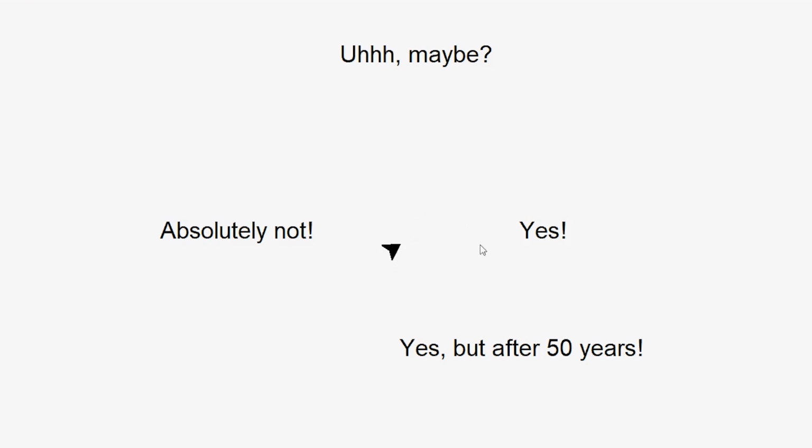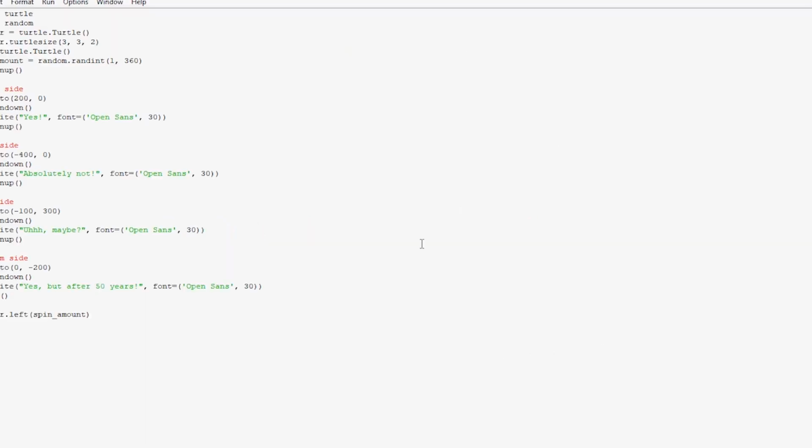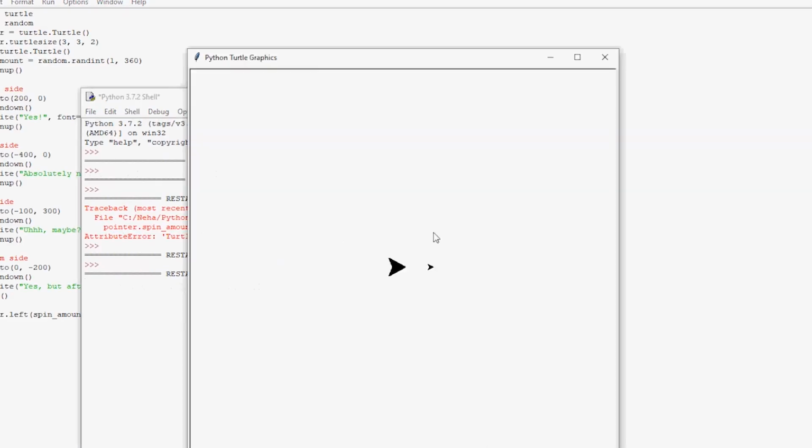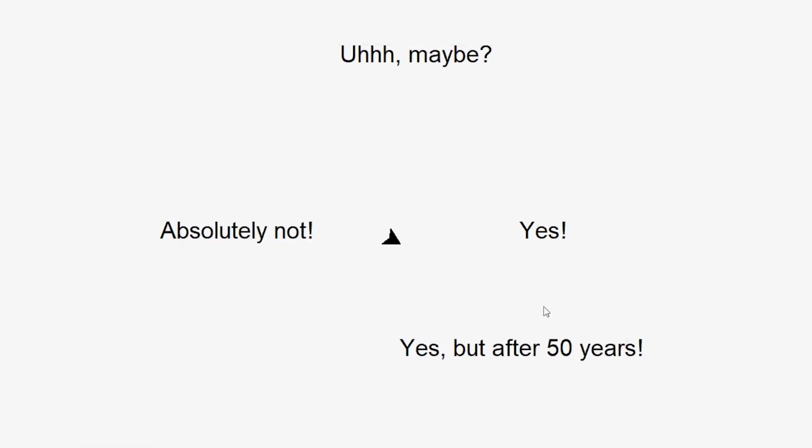How about I ask it this question? Yeah, I really want a puppy, so I'm going to ask, am I going to get a dog this summer? So let's click F5. I'm going to exit out of this. I'm going to click F5 again. Let's see what I get. Oh no, I got yes, but after 50 years. Okay, that's sad. I really, really want a dog, but this is just for fun, and you should definitely show it to your friends and family.